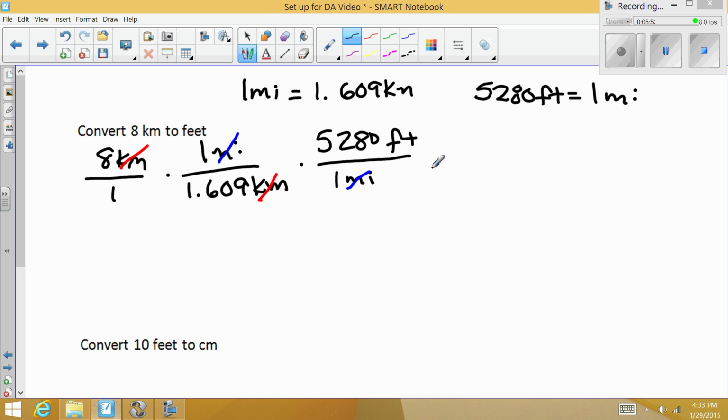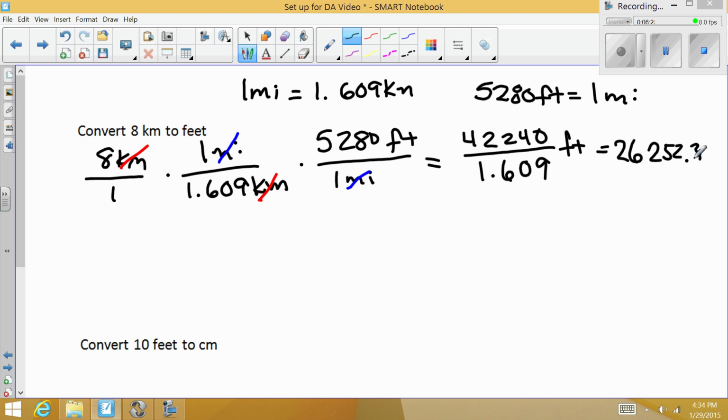Okay. So if I multiply across my numerators, I get 8 times 5,280. That's 42,240. Across my denominator, 1 times 1.609 times 1. That's 1.609. My units are feet. Then I can do the division, and I get to 26,252.3 feet.